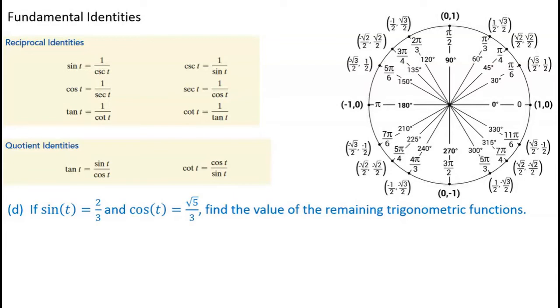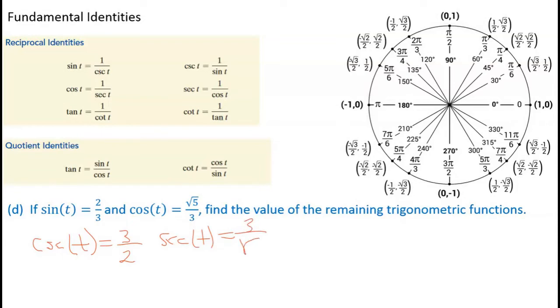So first of all, we could use our reciprocal identities. If I'm trying to find the reciprocal of sine, remember, the s and c's go together. How about cosecant of t? Cosecant of t is the reciprocal of sine. So I just flip that upside down, and I know it's 3/2. It is that simple. Cosine of t is the reciprocal of secant. Remember, the s's and c's go together. So I know secant of t once again is the reciprocal of square root of 5 over 3, which is 3 over the square root of 5.